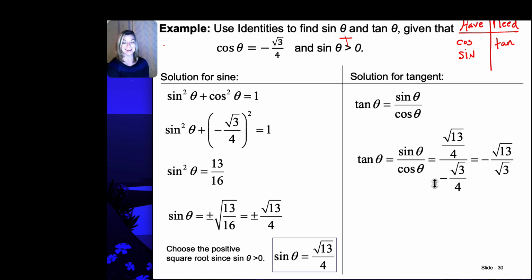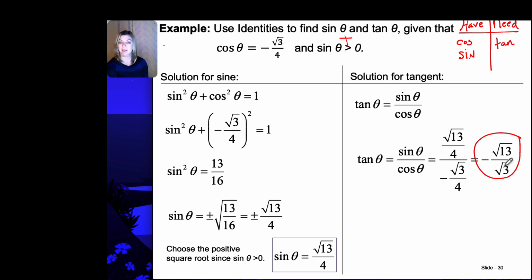Okay, this looks like a lot, I know, but it's okay. All we did here was take sine of theta and we changed it to its known value of radical 13 over 4. And we took cosine of theta and we changed it to its known value of negative radical 3 over 4. Positive divided by negative is a negative. And the 4's canceled out, leaving us with negative radical 13 over radical 3. And technically, we have done what we were asked to do, which was to find the value of tangent. It is negative radical 13 over radical 3.